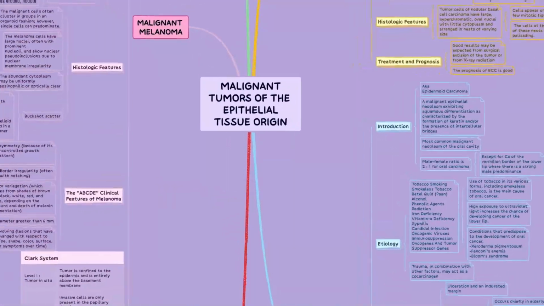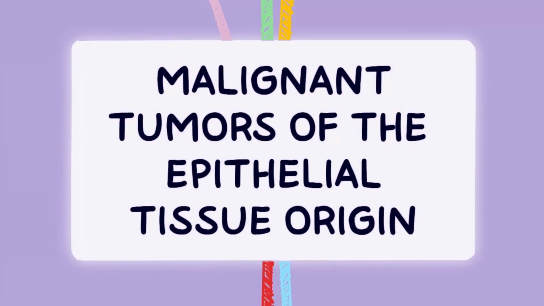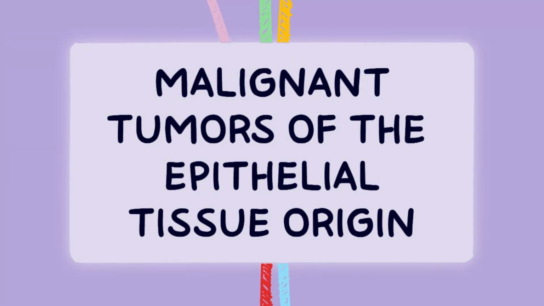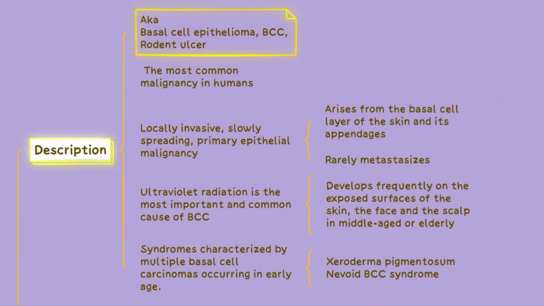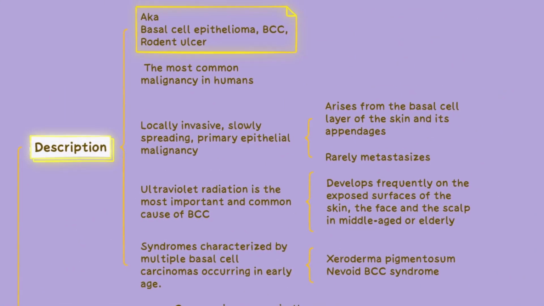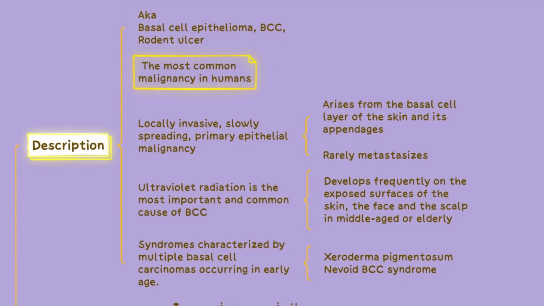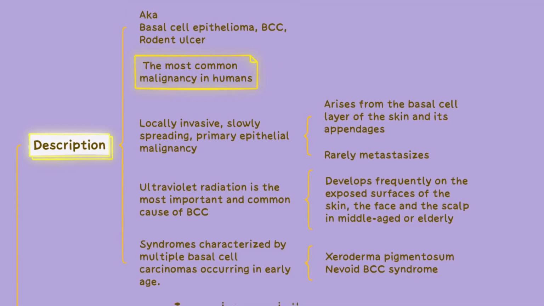In this video, we will quickly revise the topic of malignant tumors that arise from epithelial origin. Starting off with basal cell carcinoma, also known as basal cell epithelioma or rodent ulcer, which is the most common type of skin cancer in humans.